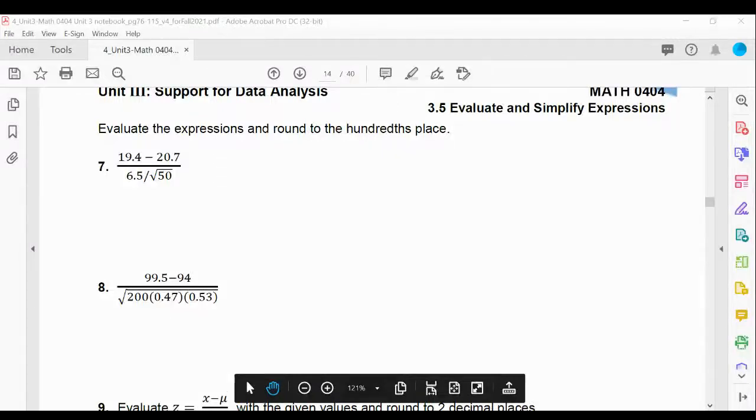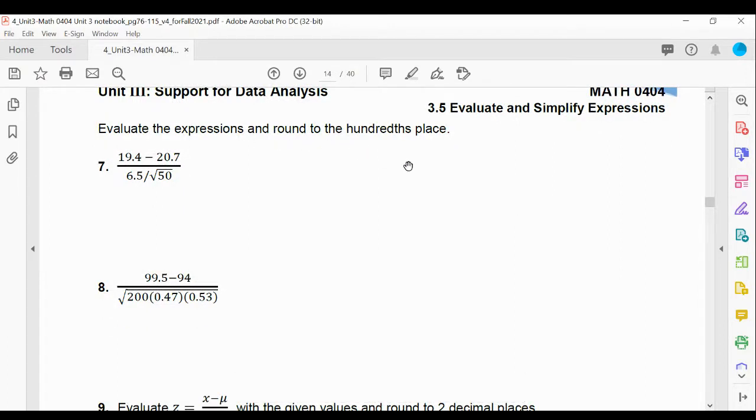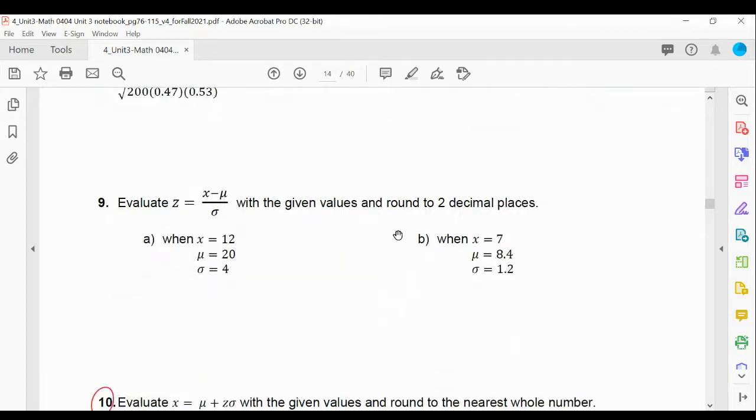All right, class, let's continue with your notes from section 3.5 from M0404. Here we have evaluate the expression and round to the nearest hundredths place. So again, that's rounding to 2 decimal places. So let's go ahead and round at the very end to 2 decimal places.